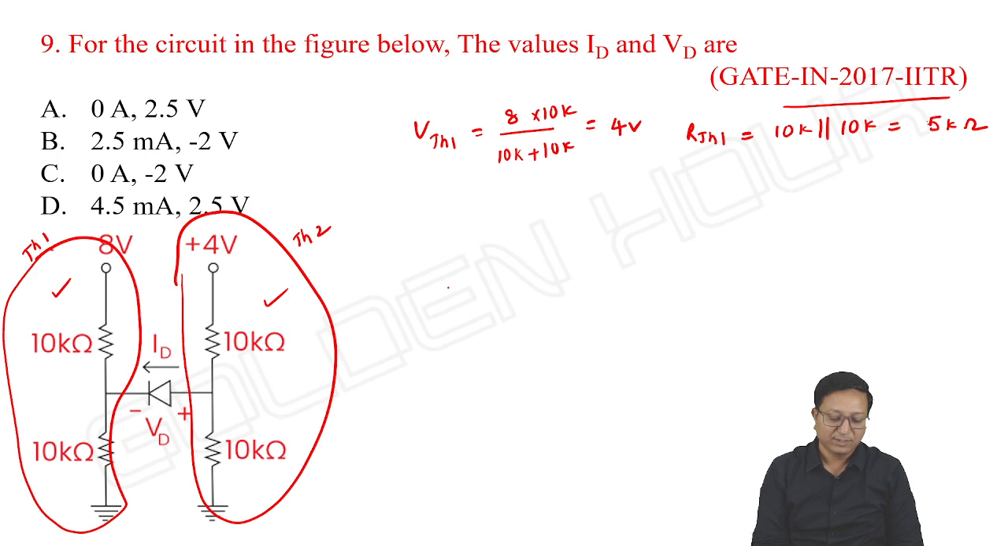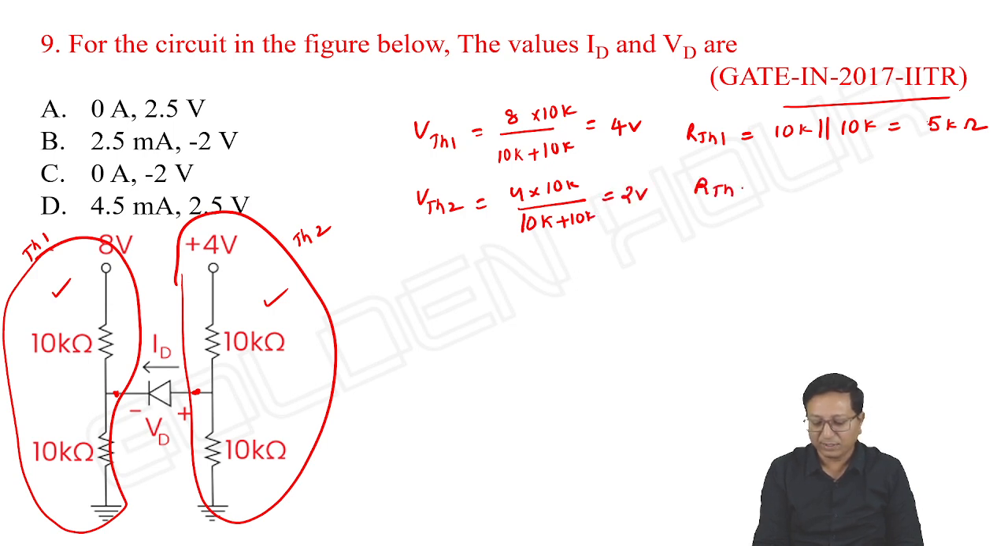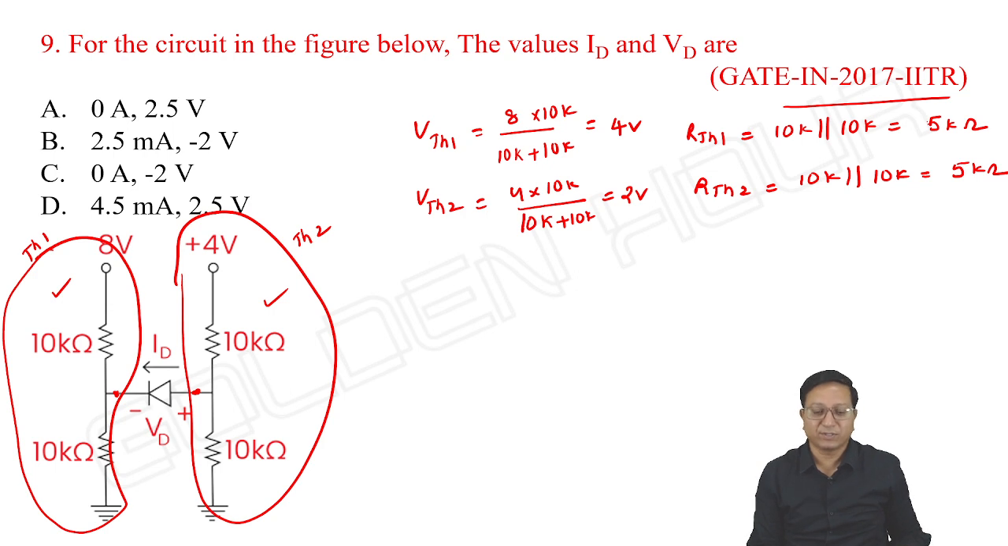Similarly, second part. What about VThevenin's? With respect to this point, we need to see. Earlier also, we looked with respect to this point. So VThevenin's 2 is equal to 4 into 10k by 10k plus 10k. It is equal to 2 volts, and R Thevenin's 2 is same as that of the previous one, 10k parallel with 10k, equal to 5 kilo ohms. Then let us draw their equivalent circuits.